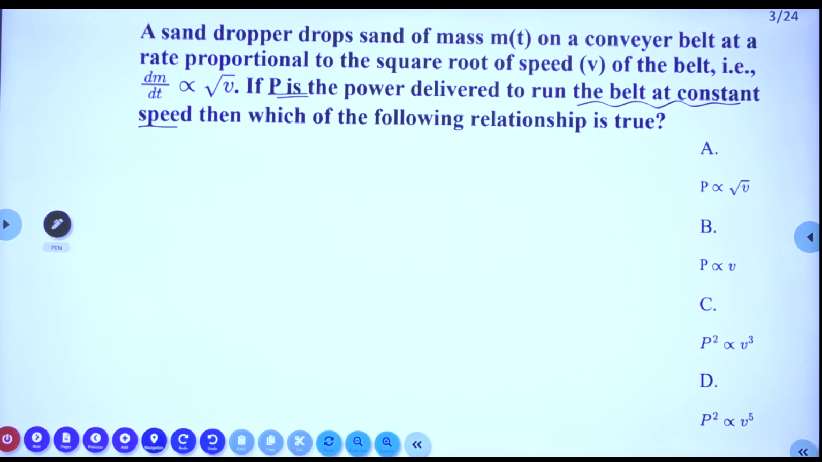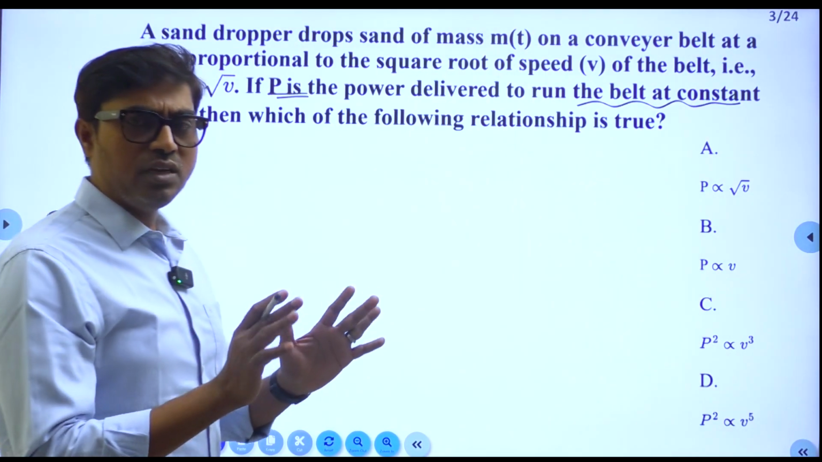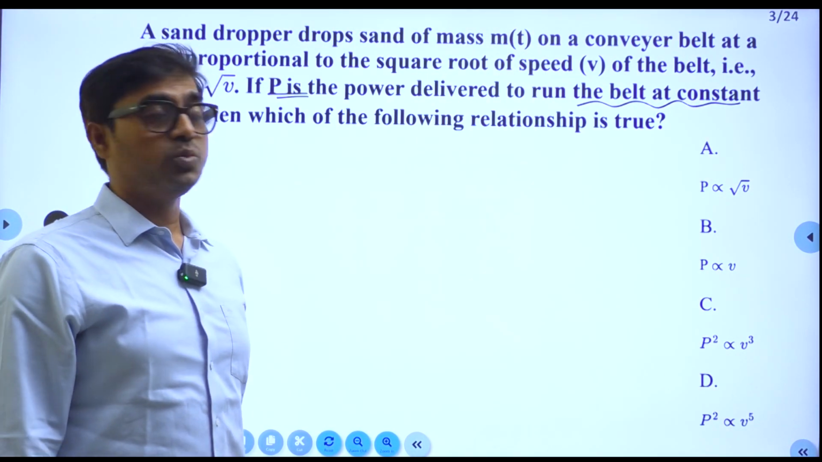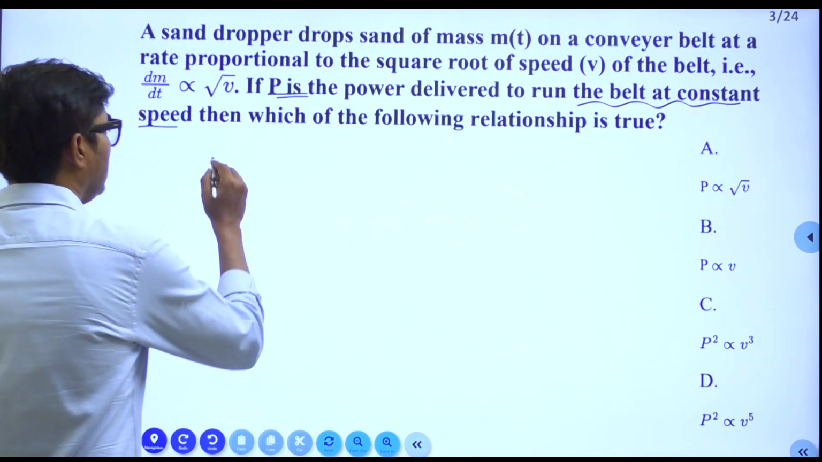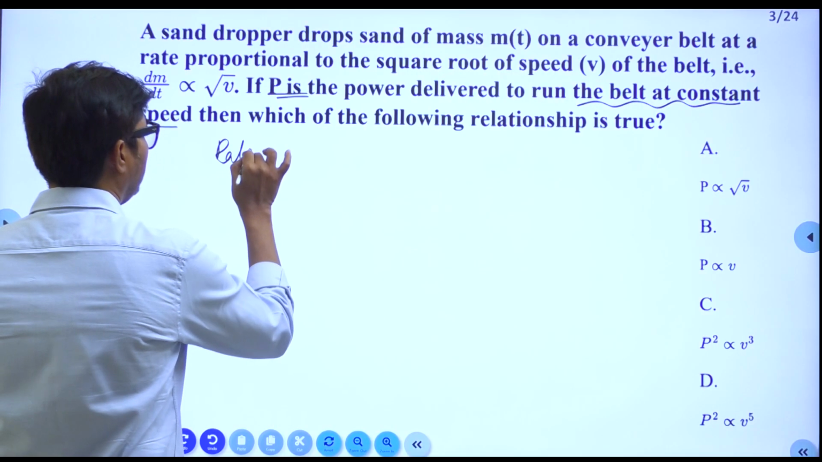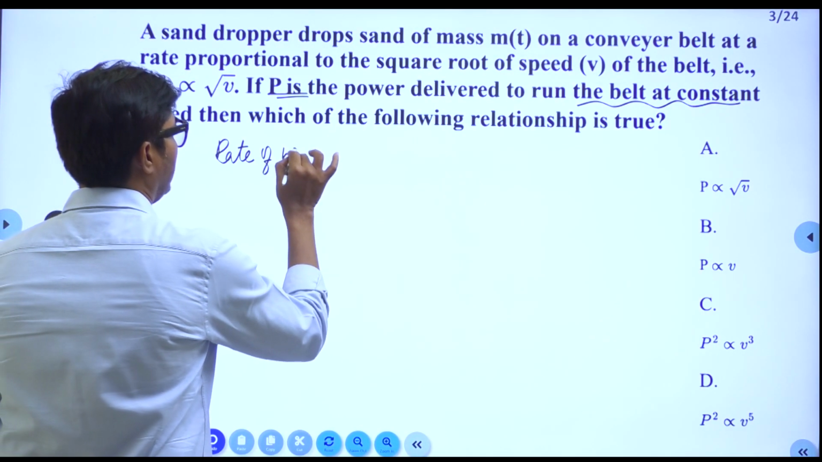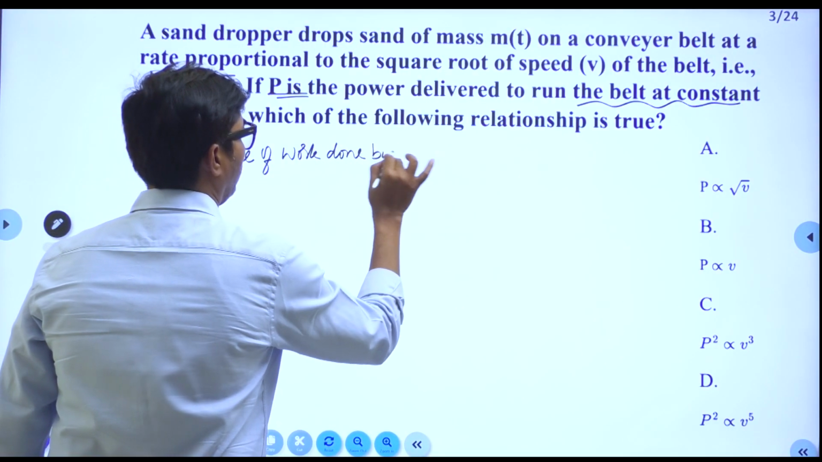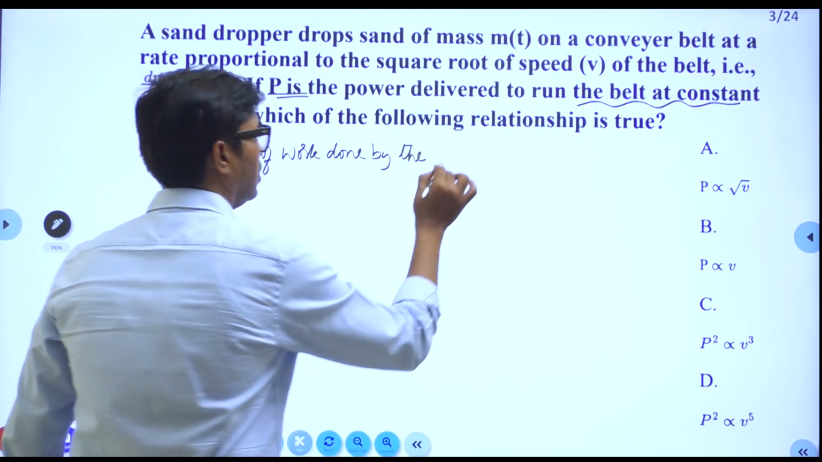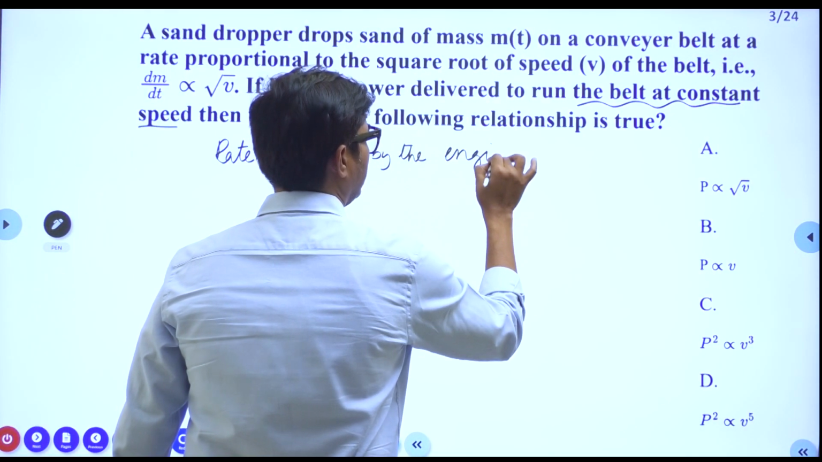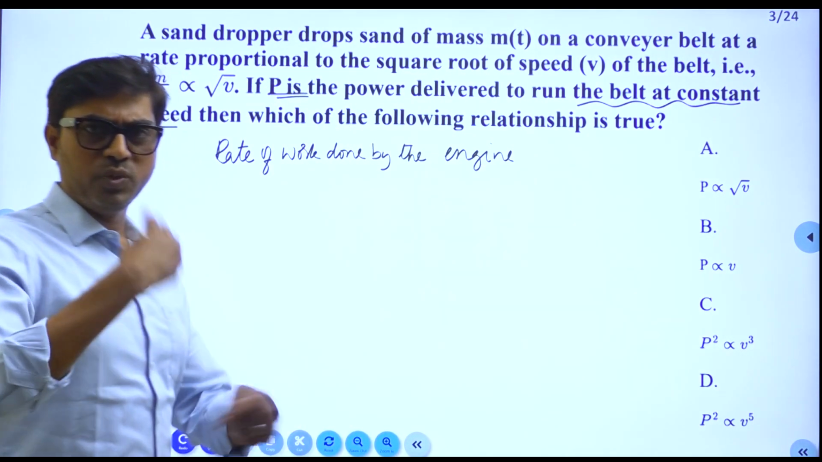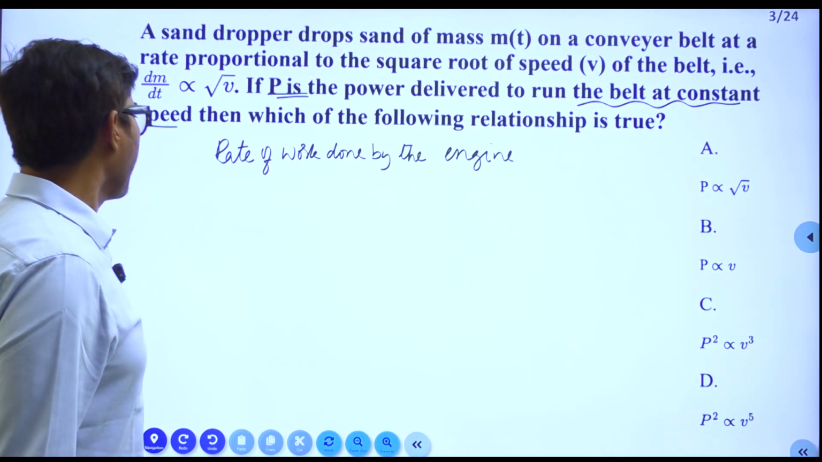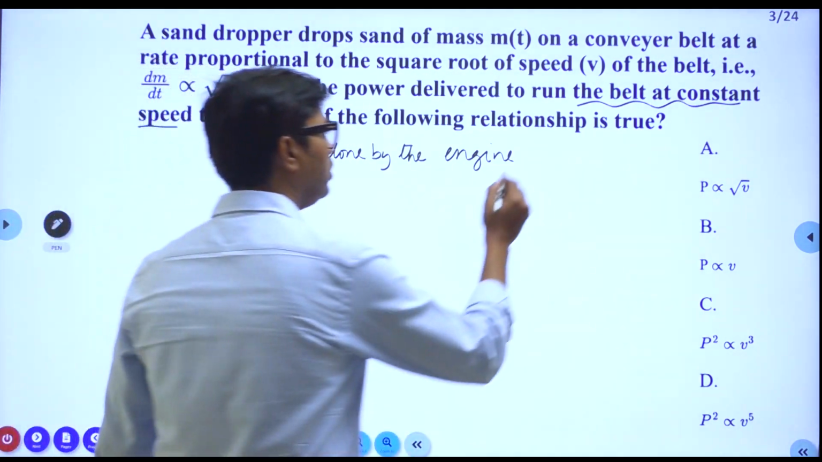So when the belt is going with constant speed, net work done on the belt has to be 0. So here, the rate of work done by the engine. Some engine would have been connected to the belt. Because of that it is running. Some motor. Rate of work done by the engine on the belt.